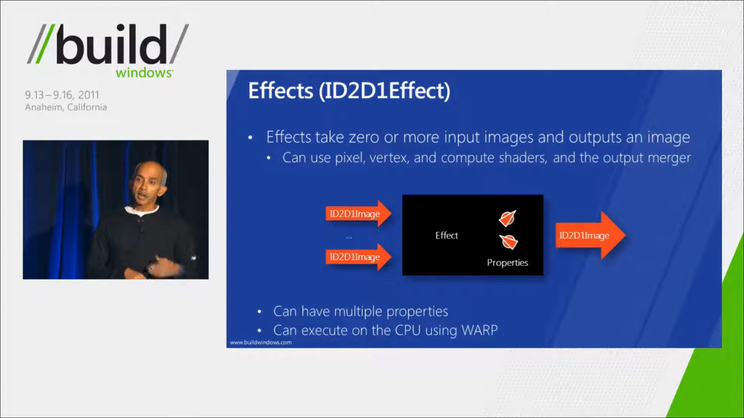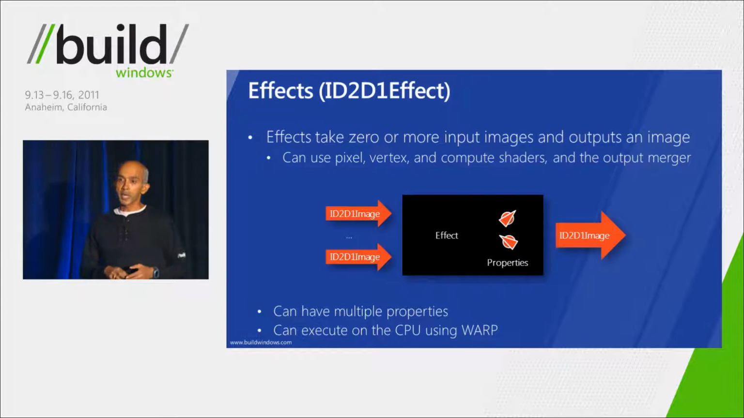And then finally, an effect can be executed on the CPU. This could be a scenario where there is no GPU, for example, where the rendering is happening on the server. And in that case, it's efficiently rendered on the CPU using the Direct3D WARP software implementation.